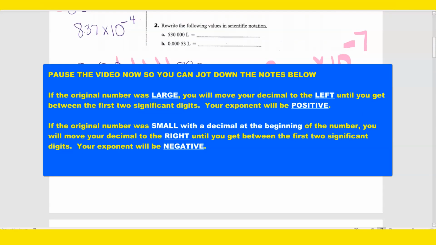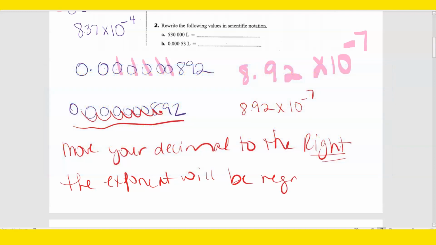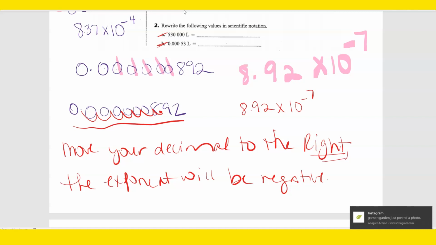Now, let me give you the notes that you'll want to make in reference to that part. Move your decimal to the right. The exponent will be negative. Okay? Move your decimal to the right, your exponent will be negative. Now, we've got these two examples right here that we're going to do, A and B. Okay? So let's go ahead and look at that.